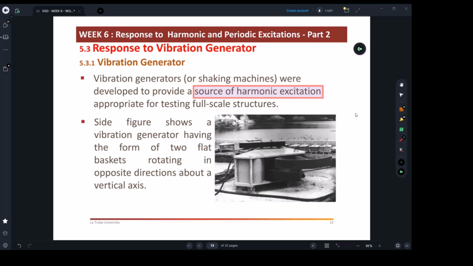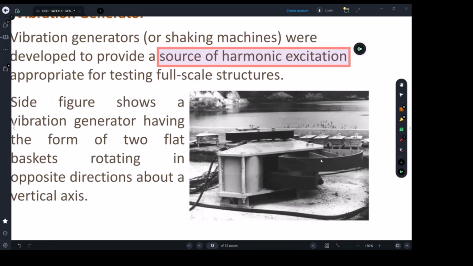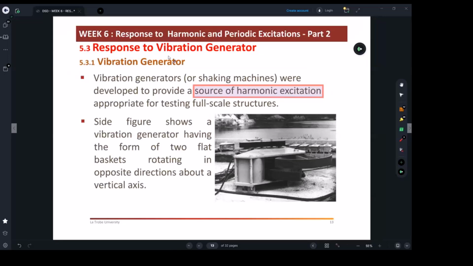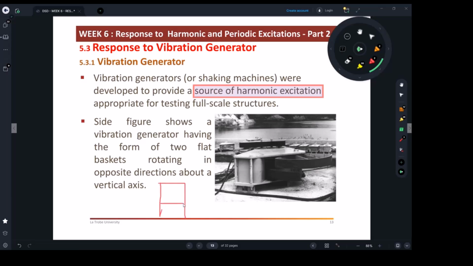Sometimes you cannot really force a structure to be displaced and let it free vibrate. So what we do in this case, we can attach what we call a vibration generator to the floor, in case you want to apply a horizontal harmonic motion. So if this was, say, your building, a 3-story building like this, and you want to apply some harmonic motion that will go horizontally, right?